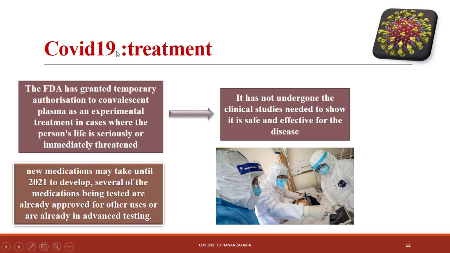About the treatment of COVID-19, the FDA has granted temporary authorization to convalescent plasma as an experimental treatment in cases where the person's life is seriously or immediately threatened. It has not undergone the clinical studies needed to show it is safe and effective for the disease. A new medication may take until 2021 to develop. Several of the medications being tested are already approved for other uses or are already in advanced testing.